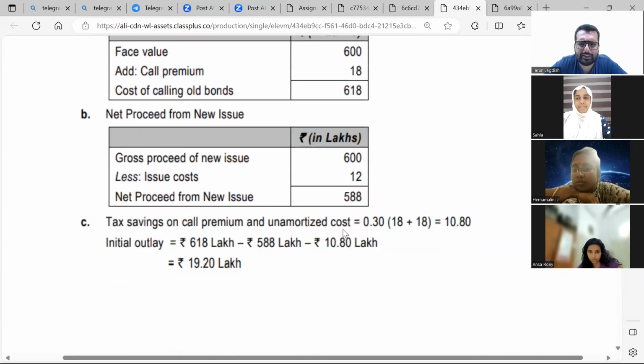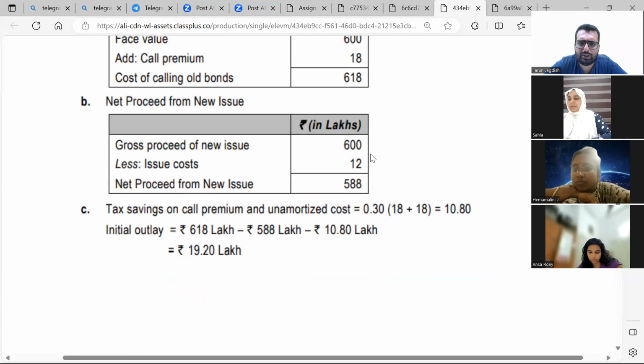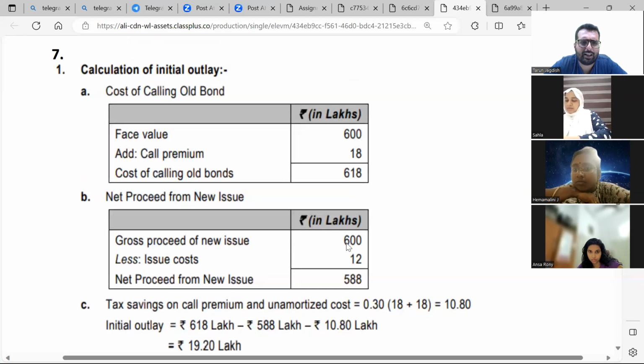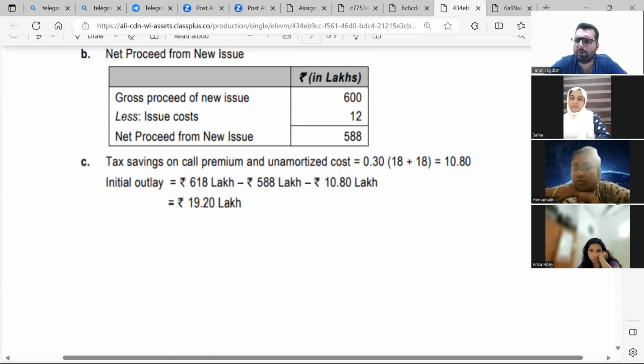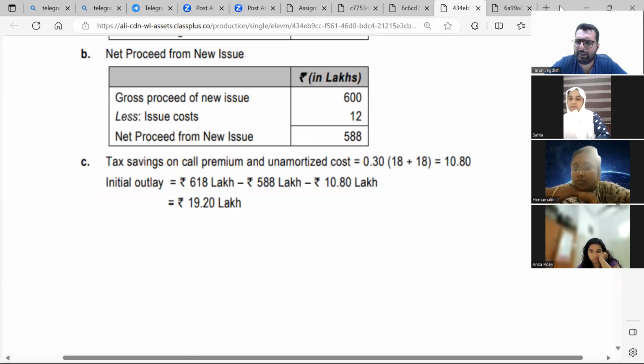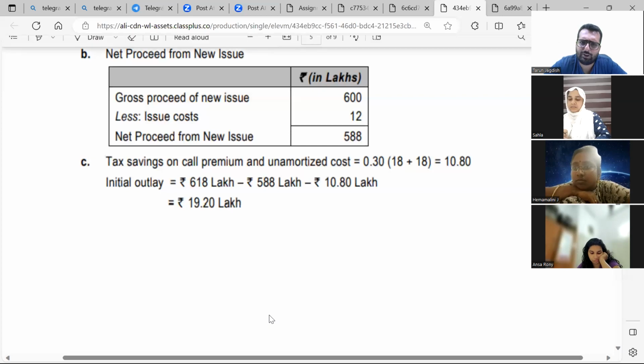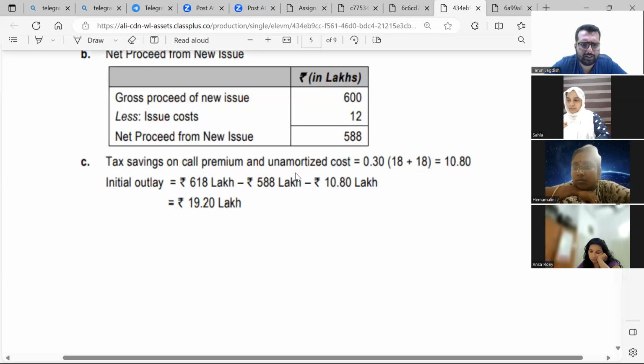$618. No, don't go by this. 588. So 19.618. This around 40 lakhs has to be the initial outlay. Just cross-check, Bhavya. You must be having my presentation style with you, right? Do it like that. Exactly, you'll get the same answer. Okay?